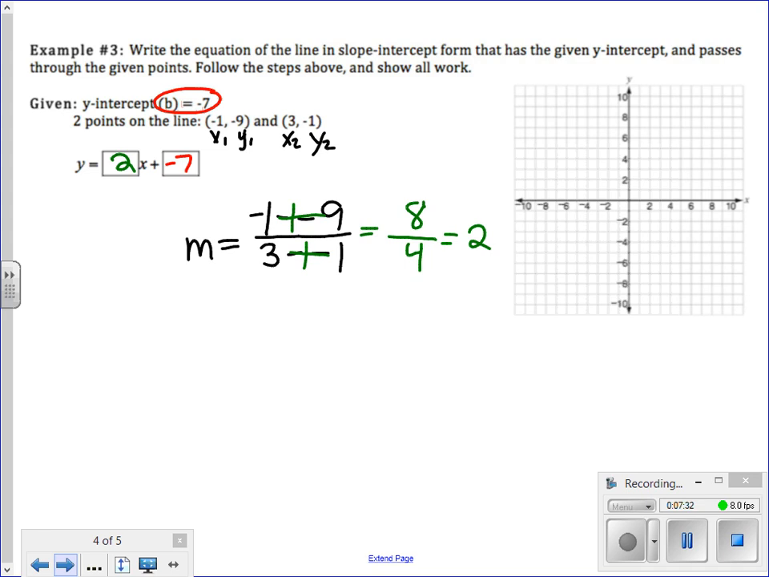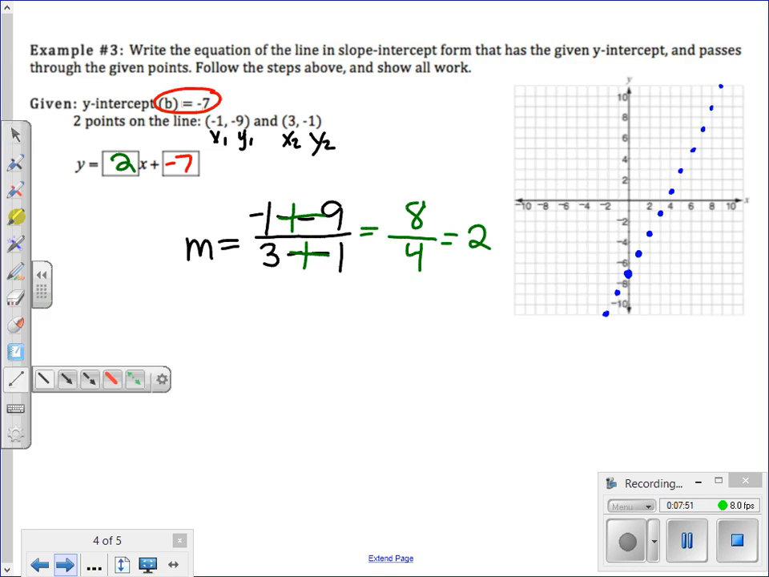Let's graph and see if our points end up on our line. I start at the y-intercept of negative 7, and I go up 2 over 1. My slope is positive, which is why I'm going up first. Now once I graph this line, I'm going to check. Is negative 1, negative 9 on my graph? That point seems to be. And 3, negative 1 also seems to be on my graph. So I know I'm good to go because those points showed up on my graph of the equation that I just found.